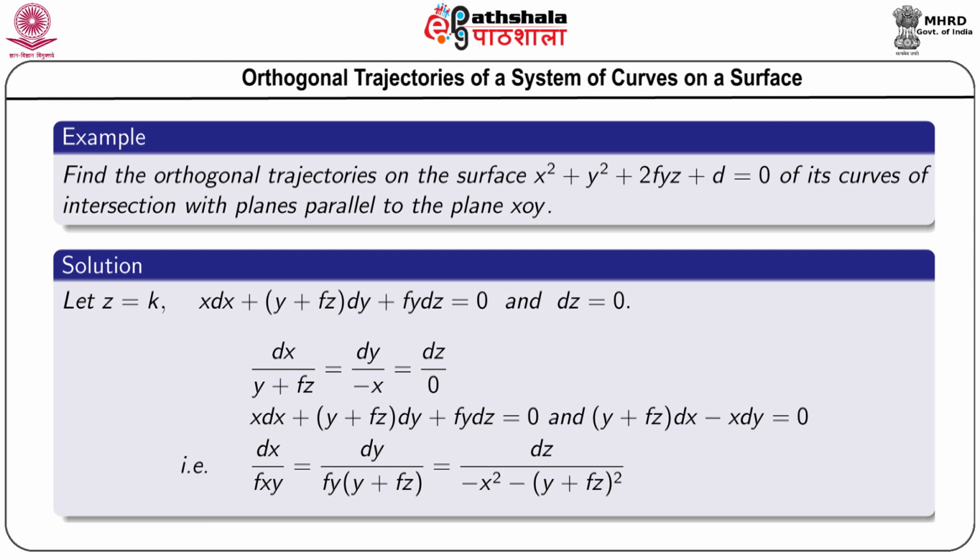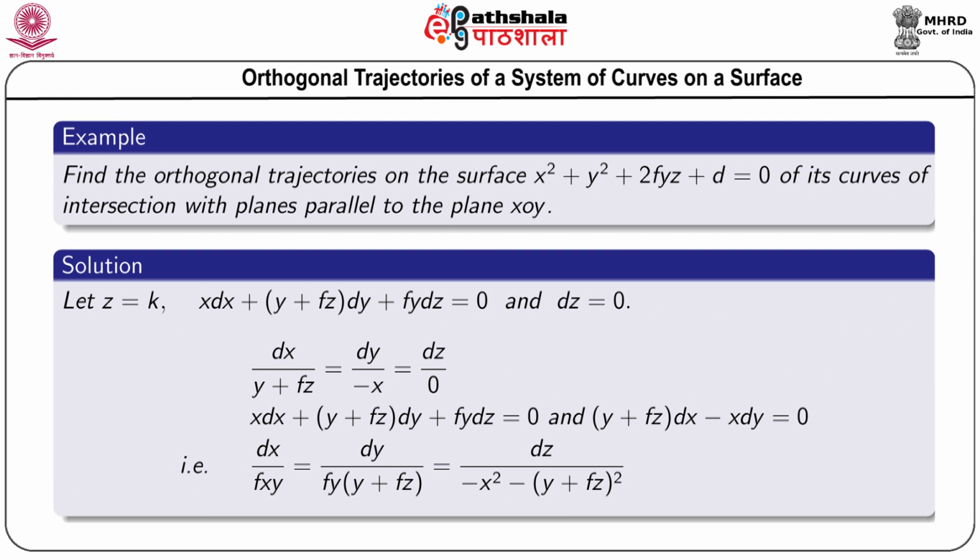Now, if dx, dy, dz is the tangential direction to the surface, or better say to the curve, then it will satisfy the equation x dx plus (y plus fz) dy plus fy dz equals 0, and also dz equals 0. Now, solving these two equations we will get this relation, this is a simultaneous equation in 3 variables, and now we want to find a direction which is orthogonal to this direction.